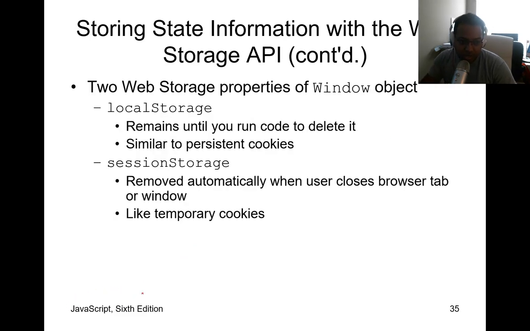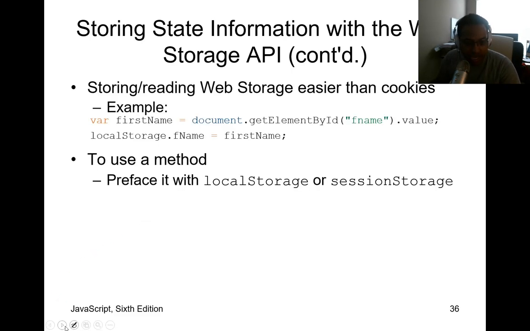So there are 2 types of window storage properties in the window object. There's window.location storage, which remains until you run code to delete it. It's similar to persistent cookies. And then you have session storage, which is removed automatically when your user closes the browser tab or window. Now, I haven't tested to see whether web storage actually deletes itself when the tab is closed, but I would assume that it does. And here's an example.